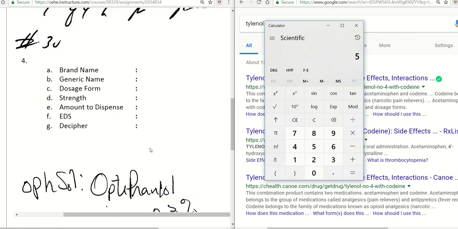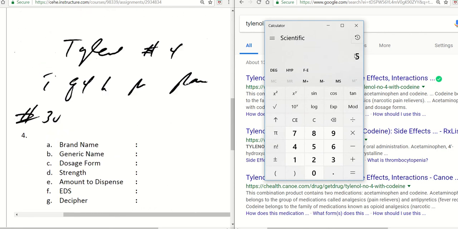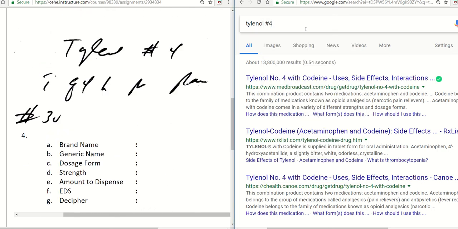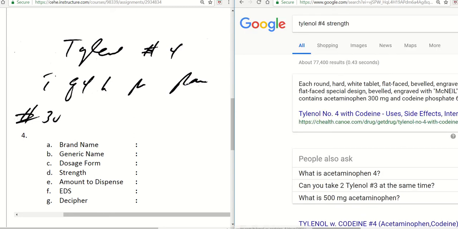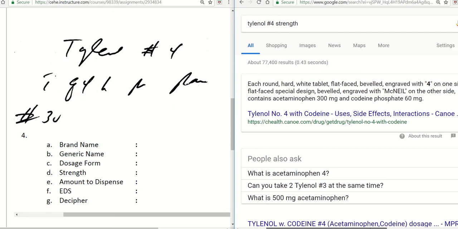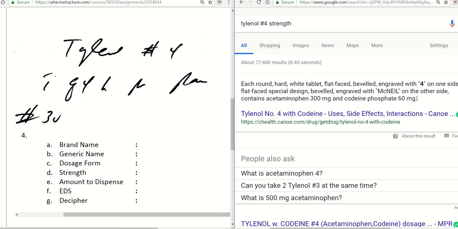How did you decipher the strength? You have to look it up. So Tylenol number 4 strength. Right here, 300 acetaminophen, codeine 60. So the number 4 tells you how much codeine there is. If it's Tylenol number 1, number 2, number 3, there are different amounts of codeine.